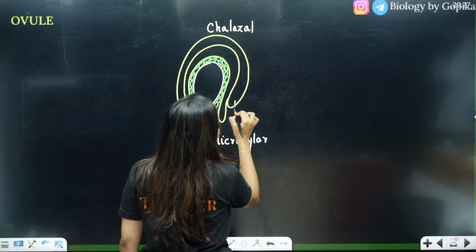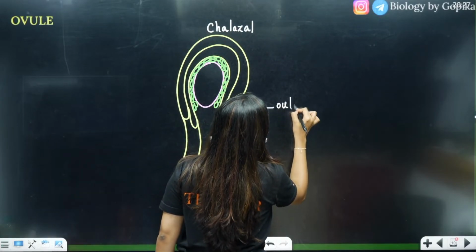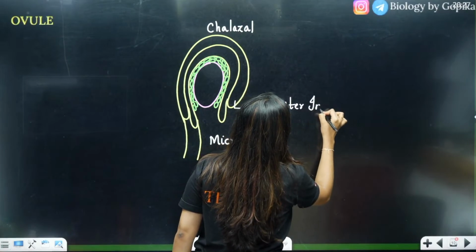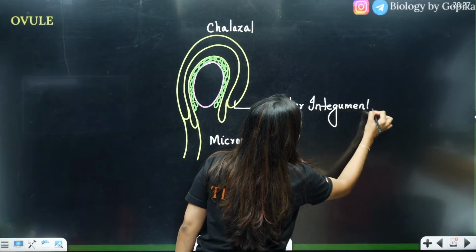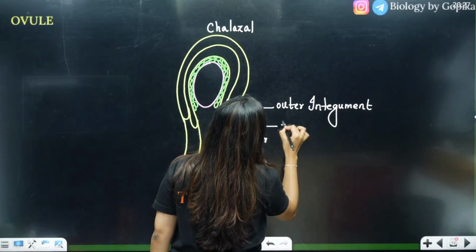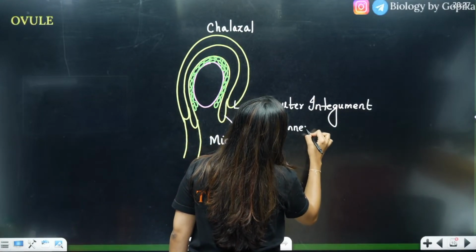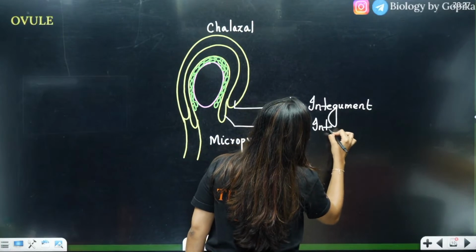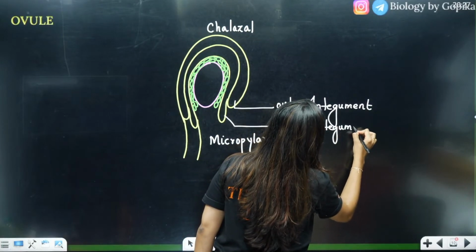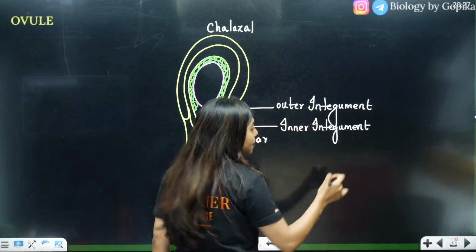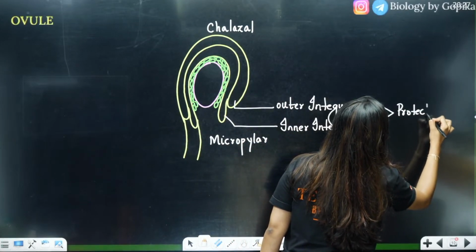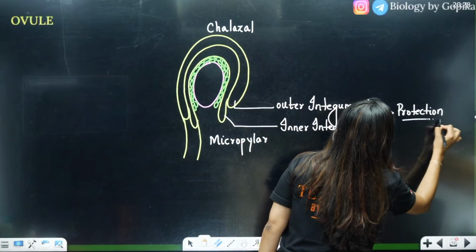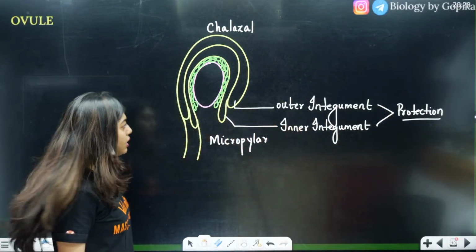So students, this is your micropylar end, this is your chalazal end, and to protect the embryo sac, you have the outer integument and the inner integument. They are mainly for protection. Clear to all of you? Protection is done.